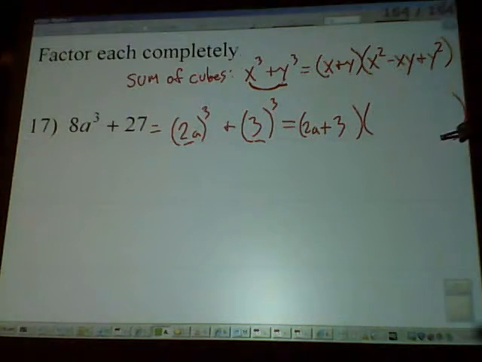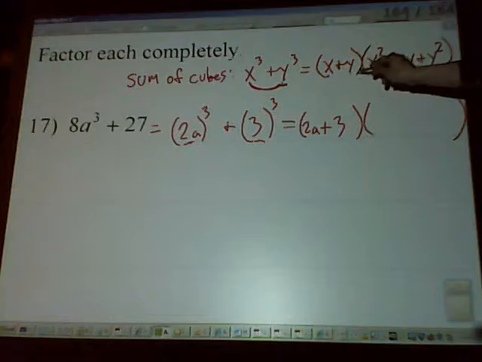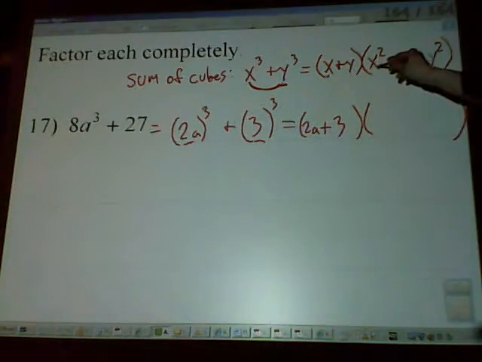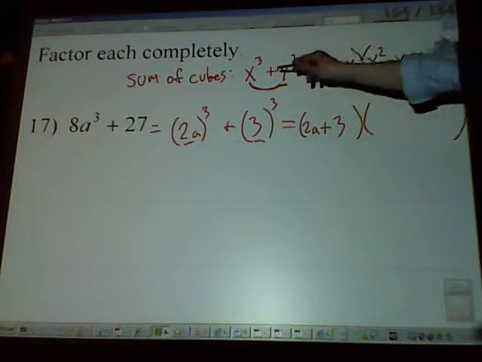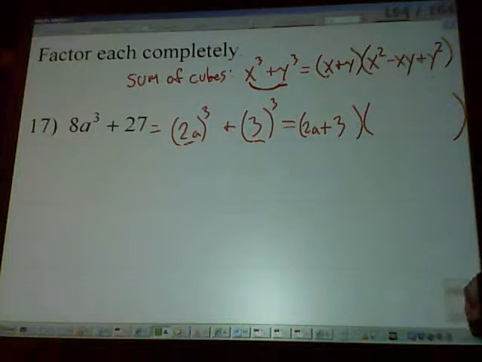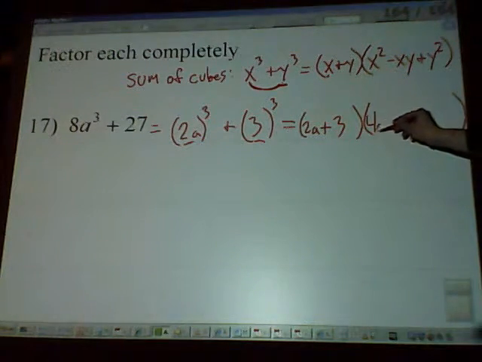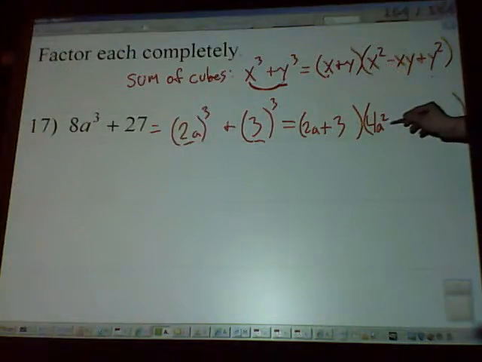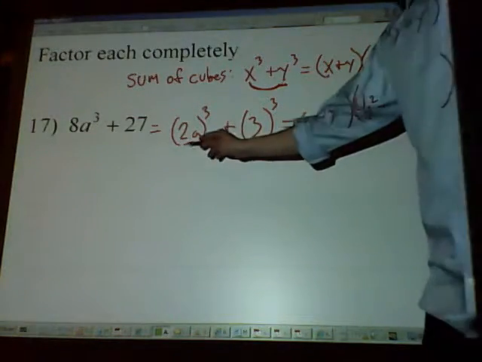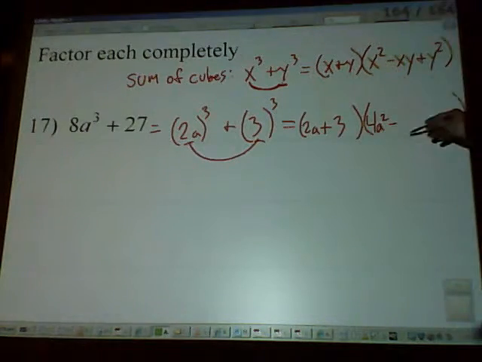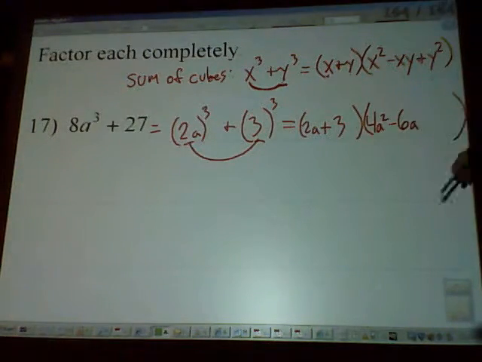Now, we come in here and we look at the first number we're cubing. What's the first number? It was 2a. And now I do 2a squared, because this stands for the first term that you're cubing. So 2a squared is 2a times 2a. That is 4a squared. Now we got to get the minus xy. So you put a minus and then you multiply these two numbers with each other. So 3 times 2a is 6a. So that's minus 6a.